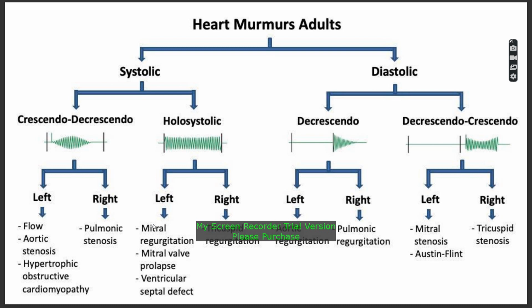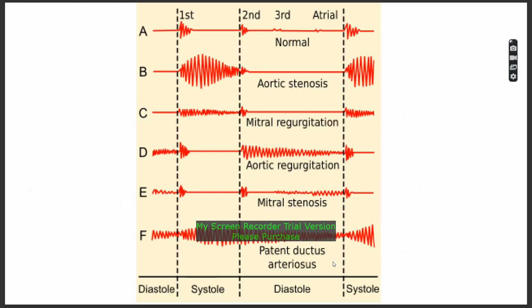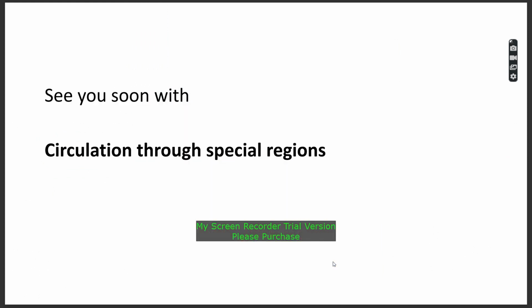So you can see these are the sound murmurs. Systolic can be crescendo-decrescendo or pansystolic, and they can be on the left and right, with different diseases. Diastolic can be decrescendo and decrescendo-crescendo. Those types are here, and the results are also given here. So this is diastole, this is A, B, C, D. So you can see these sounds.